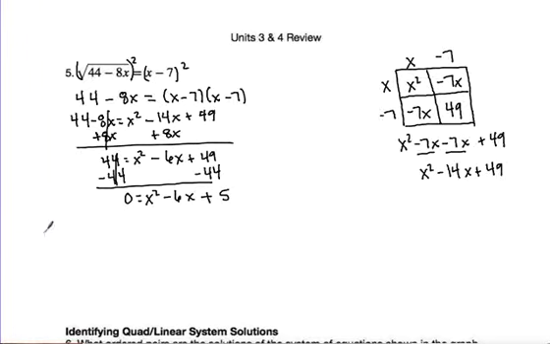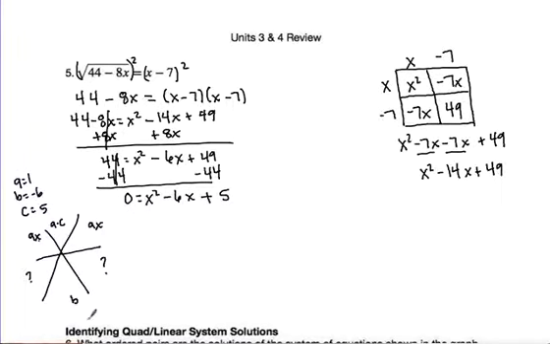So we want to draw our star. We want to label our pieces of our quadratic. So our a would be equal to 1, our b would be equal to negative 6, and our c would be equal to 5. And then we're going to plug into our star. So a times c, ax, question mark, b, and question mark. So we are going to plug in, so 1x and 1x. In the top, we'll have 1 times 5, which is 5, and in the bottom, we'll have negative 6.